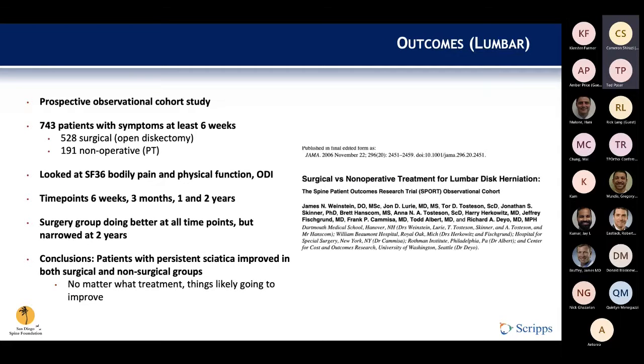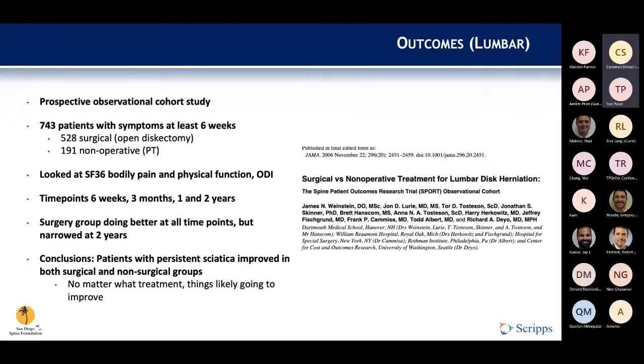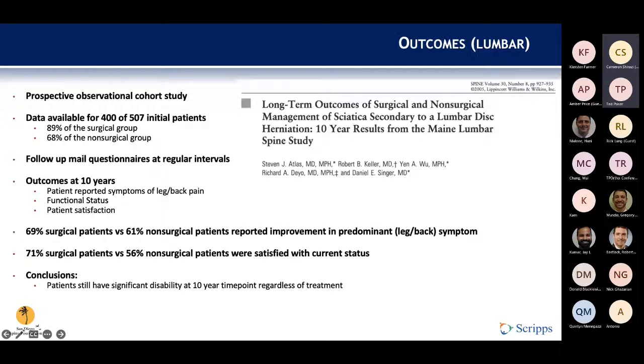The SPORT trial is what we're looking at here, and specifically this was 743 patients with at least 6 weeks of symptoms. 528 were treated with open discectomy, 129 were treated non-operatively. Results here is that patients with persistent sciatica after non-operative treatment for 6 weeks improved on both surgical and non-surgical groups. No matter what treatment, things were likely to improve. But the surgery group did better at all time points, though it becomes narrowed at 2 years.